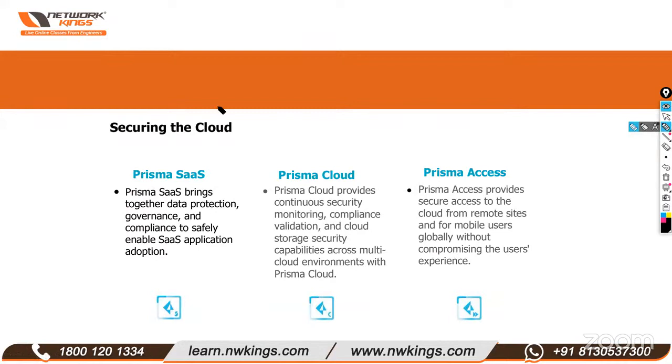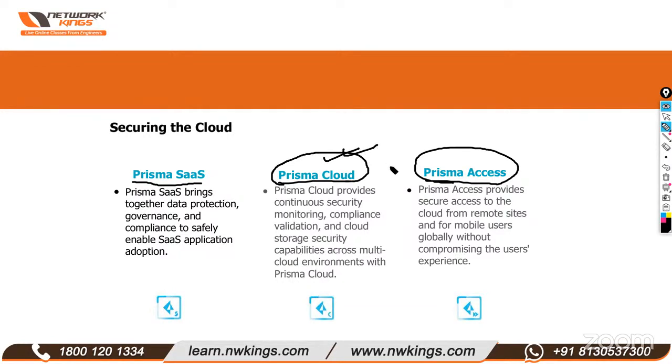Securing the cloud. Now, Prisma: we have SaaS, we have Cloud, and we have Access. Access we have already talked about just now. Cloud has some kind of monitoring. When you have Prisma Cloud, it monitors your VMs and your devices, whether they are compliant or not. You can set many parameters in Prisma Cloud to keep things compliant, or to continuously monitor the devices or servers.